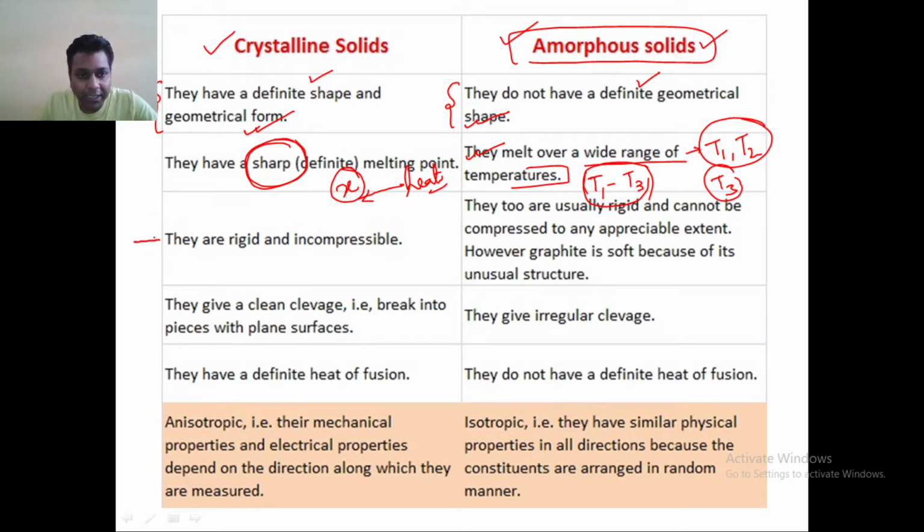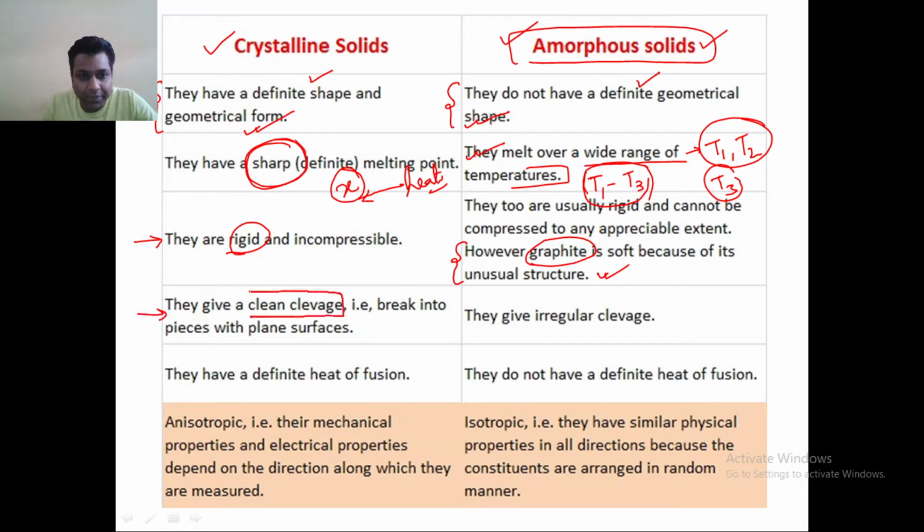Now the third point is about rigidity and compressibility. Your crystalline solids as well as amorphous solids are both rigid and incompressible to a certain extent. One exception in the amorphous solids is graphite. We'll see why graphite is soft in nature; I'll take one more lecture for that. Although it is an amorphous solid, why is it an exception, being soft in nature? Then point number 4 is about clean cleavage.